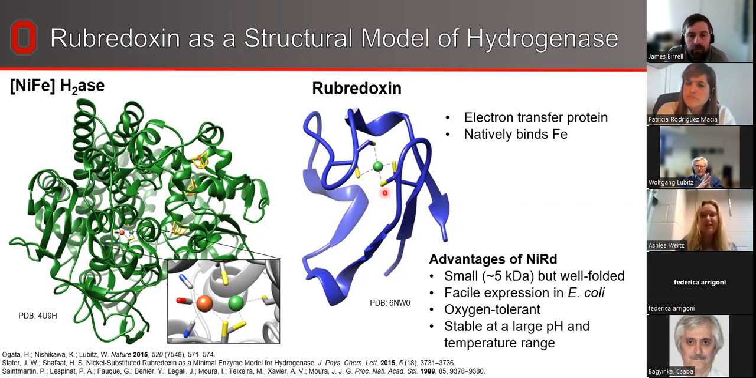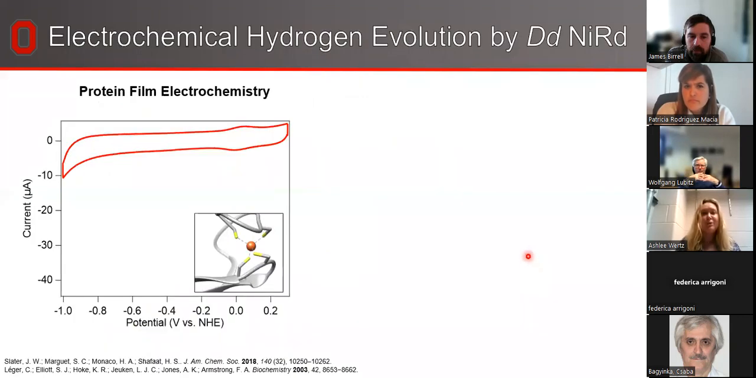Some advantages of this system are that it's very small, around 5 kilodaltons, but it's still a very well-folded protein. It's easy to heterologously express in E. coli. It's oxygen tolerant and very bench stable, and it's stable at a large pH and temperature range, making variable temperature and variable pH studies very easy to conduct. So we know that we have a structural model of nickel-iron hydrogenase. Next, we wanted to check to see if we also have a functional model.